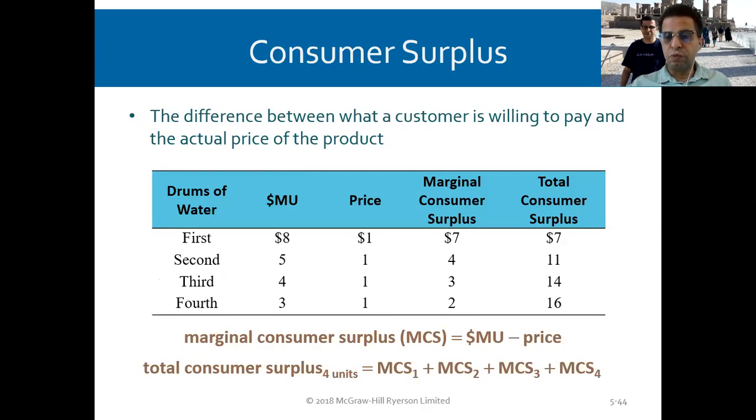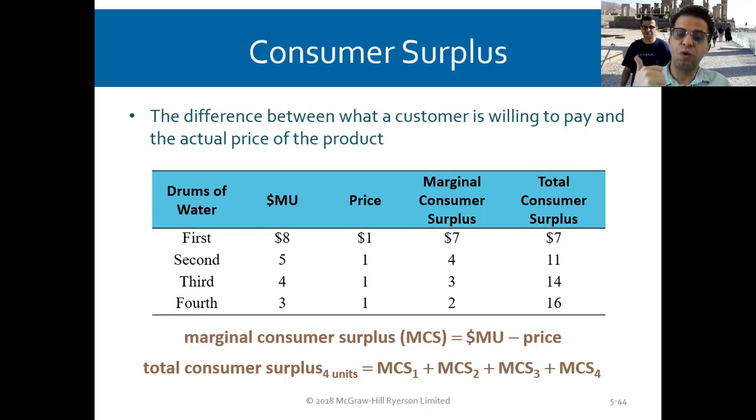So what's a consumer surplus? Let's say you are willing to pay $5 to buy 5 units. You don't buy the first four at a higher price and the last one at $5. No, you buy all 5 units at $5. So the excess benefit that you receive from the lower price is what you call consumer surplus: the difference between what a customer is willing to pay and the actual price of the product.